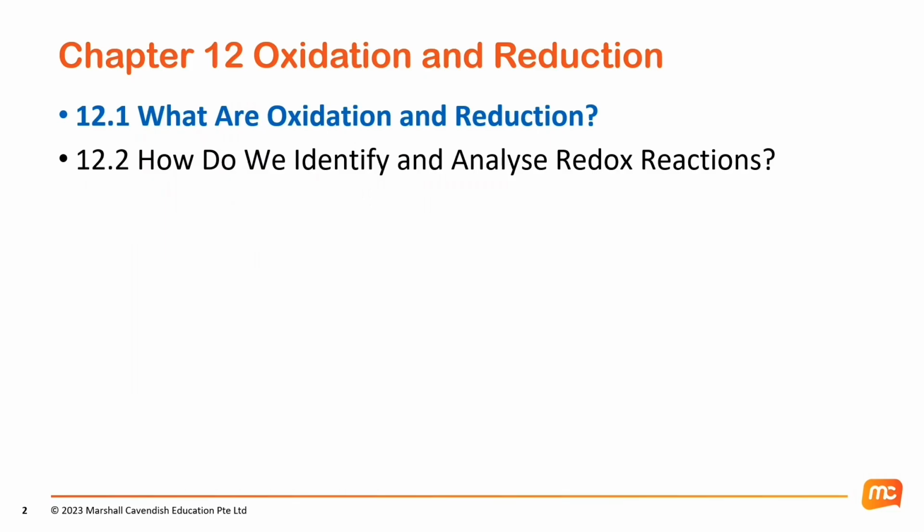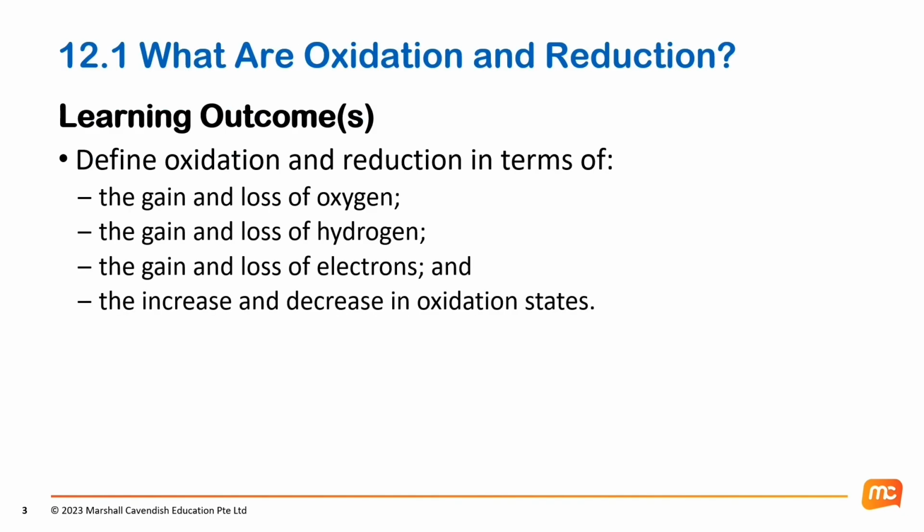For this video itself, we'll be looking at two main sub-concepts. First is what exactly are oxidation and reduction, and second is how do we identify and analyze redox reactions. For this first part of the video, I'm going to focus on how we can define oxidation and reduction, mainly in terms of gaining or losing of oxygen, gaining or losing of hydrogen, gaining or losing of electrons, as well as increase or decrease in what we call oxidation states. So this video will cover all these four methods to determine whether there's oxidation or reduction happening.